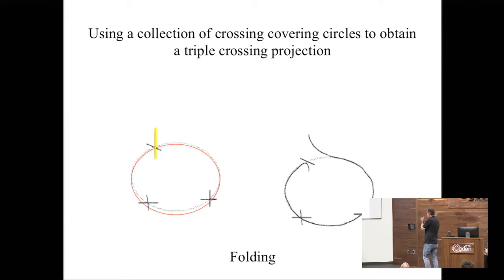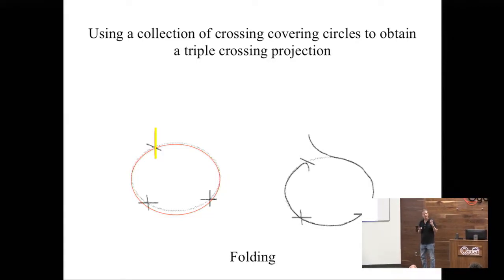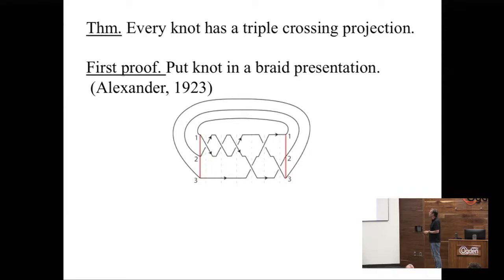Okay? So if I have a collection of crossing covering circles, I can do this to every one of the crossing covering circles, and I will now have a projection that has just triple crossings, and I will have eliminated all of the double crossings in the process. Okay, so let's prove that every knot has a triple crossing projection. I'm going to show you 2 different proofs of this.